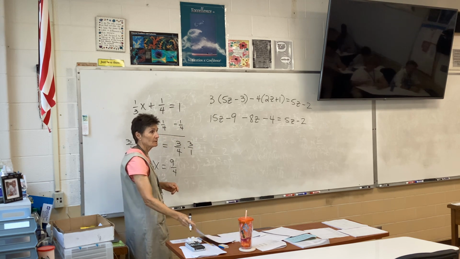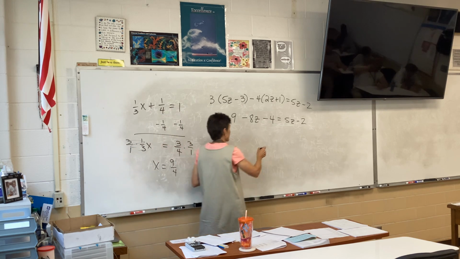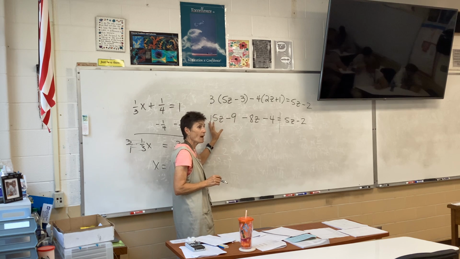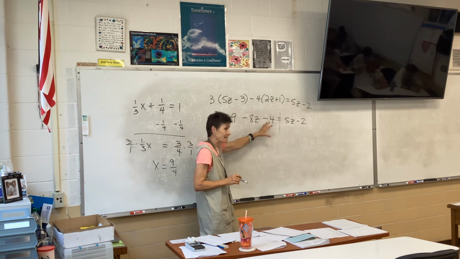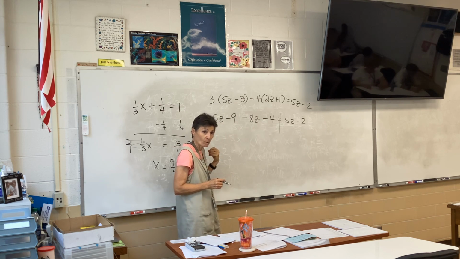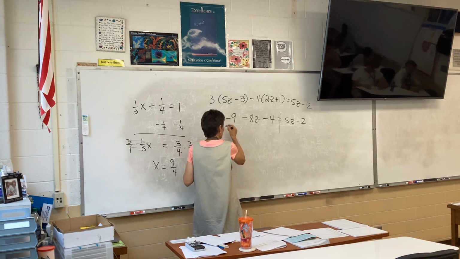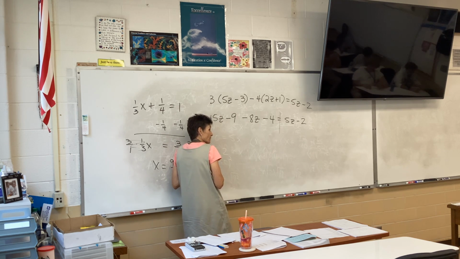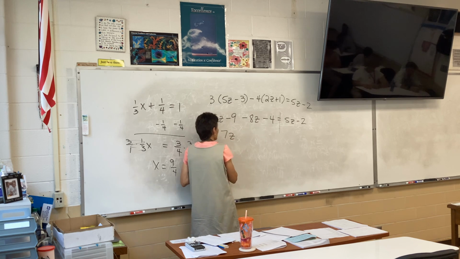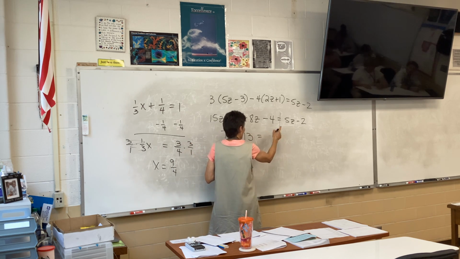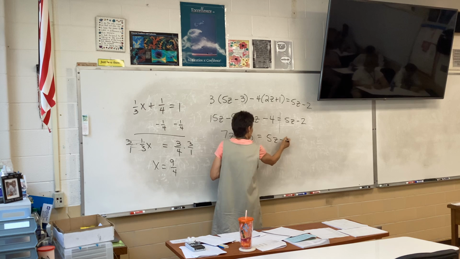Everybody okay? Now, this is when Mrs. Fields' line really comes in handy. All of this is on the same side. We're not moving it anywhere. We're combining all this because it's all on the same side of the equation. So what's 15 minus 8? These are my z's. 15 minus 8 is 7. And negative 9 and negative 4 is negative 13. And then that equals 5z minus 2.